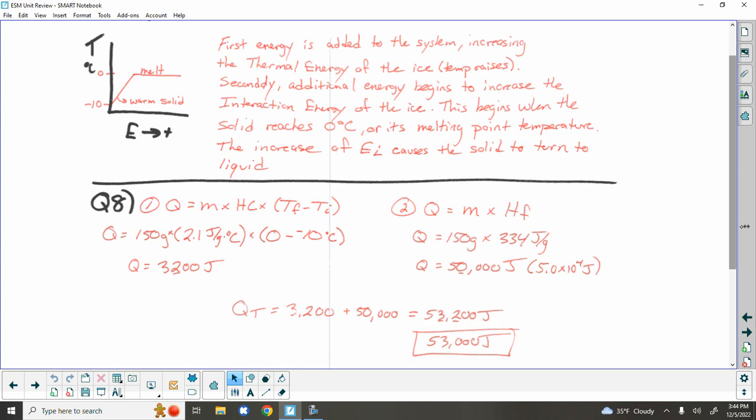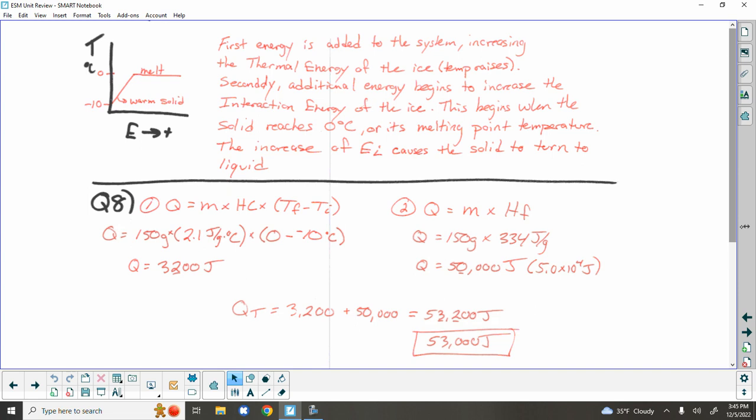Now for the phase change, we have Q equals mass times heat of fusion. Heat of fusion here is going to be positive because we're adding the energy in. So 150 times 334 gives us 50,000 joules, also to 2 sig figs. If you wanted to write it as 2 sig figs, you could put 5.0 times 10 to the 4th joules, but it's 50,000. And if we add it all together to 2 sig figs, we get 53,000 joules. Otherwise, 53,200 joules.